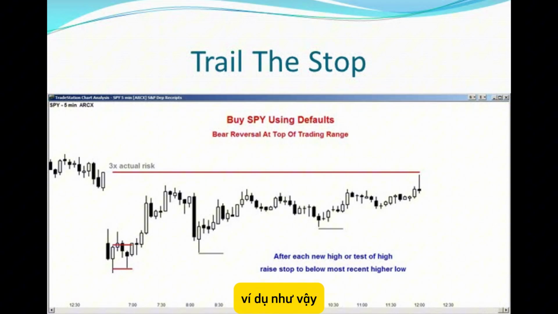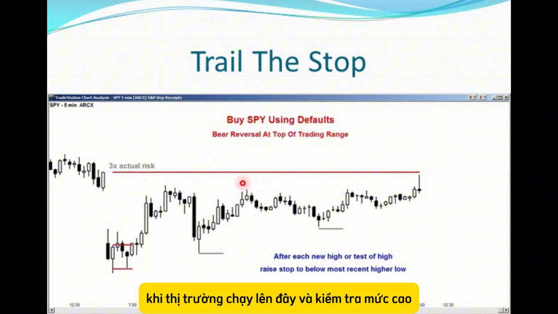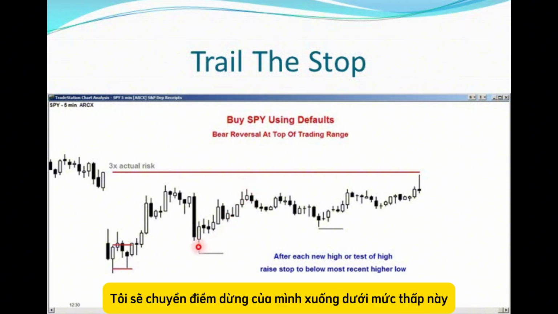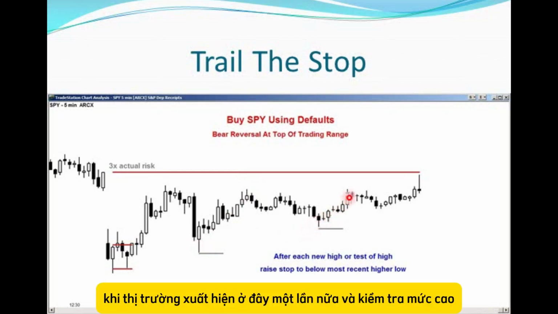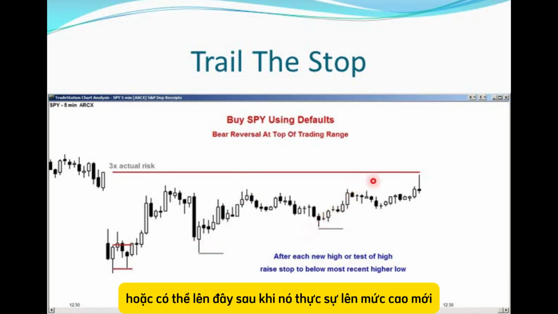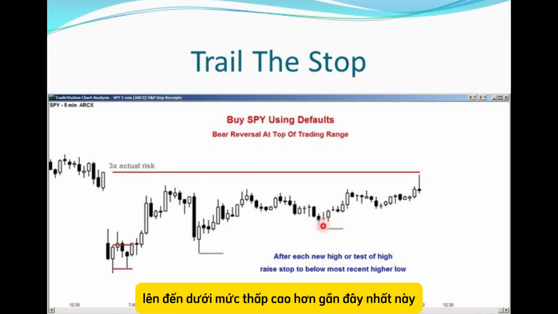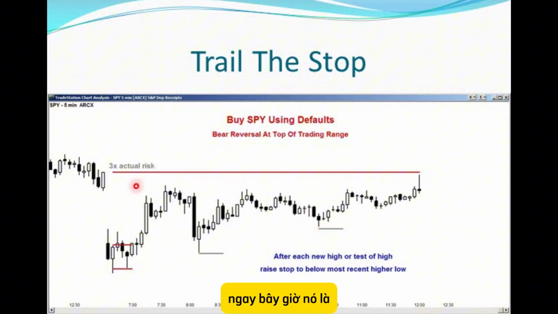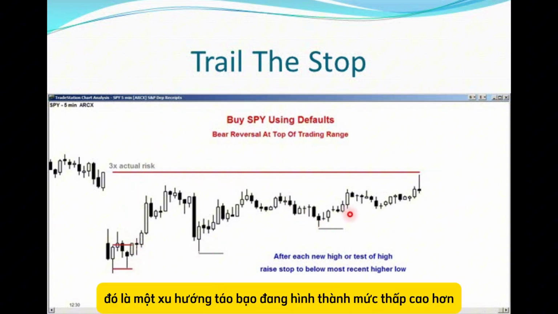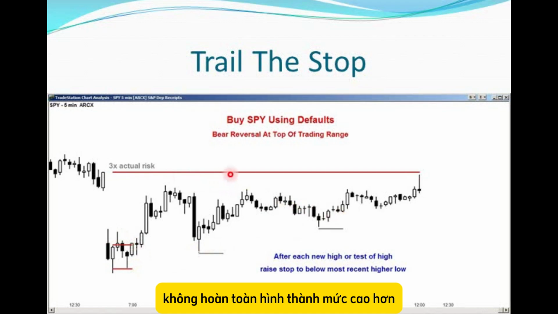So for example, when the market runs up here and tests the high, I would move my stop to below this low. When the market comes up here again and tests the high, or maybe up here after it actually goes to a new high, I would trail the stop up to below this most recent higher low. If this is a bull trend, I want it to keep forming higher lows. Right now it is a bull trend. It's forming higher lows, not quite forming higher highs.